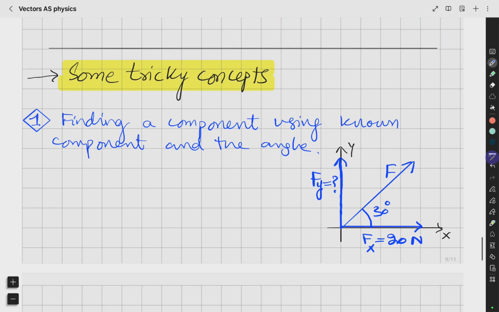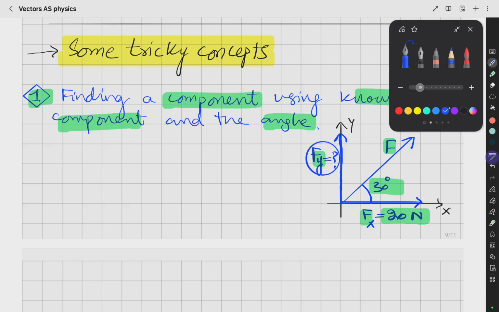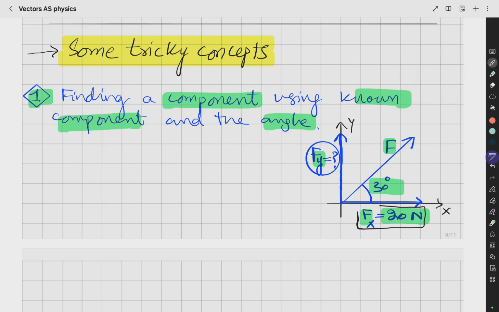Okay, let's look at some tricky concepts. The first one is finding a component using a known component and the angle. If you look at the example, this vector f is resolved into two components, fx and fy. You know fx, but you don't know fy, but you have the angle of f given over there. So what is your target? Your target is to find fy. Okay, so you will start from the thing that you already know.